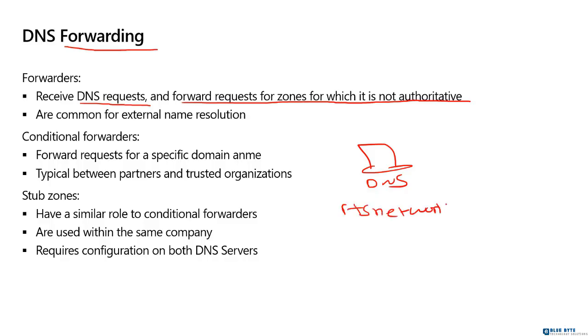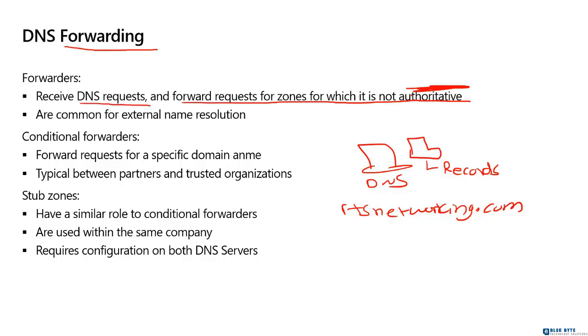rtsnetworking.com, that means my DNS server is going to have a zone for RTS networking, and in that zone, it's going to have all the records for RTS networking. So they will live locally on that server. That means this DNS server is authoritative for RTS networking. It actually stores the records.